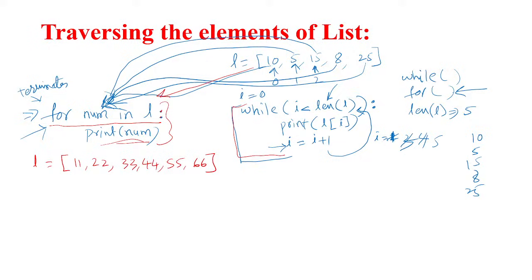Now what we want is, if we have a list like this, we'll write a small program. This is my list. We want to print only the even numbers from this list. We don't want all the numbers from the list. Only the even numbers I want to print from this list.